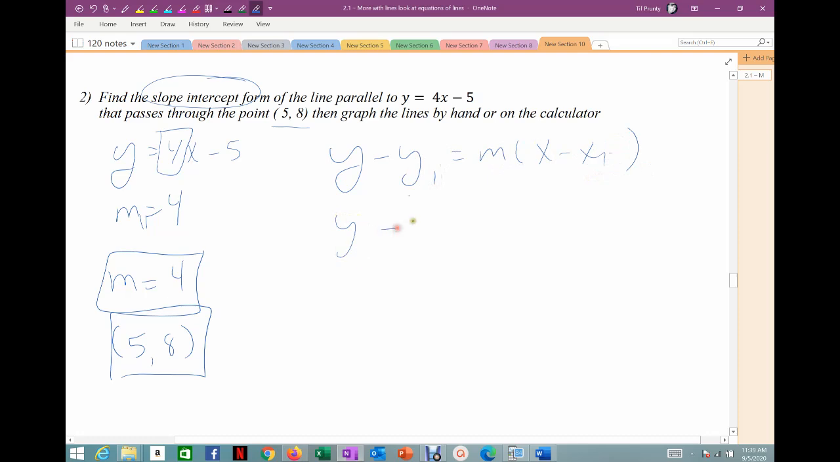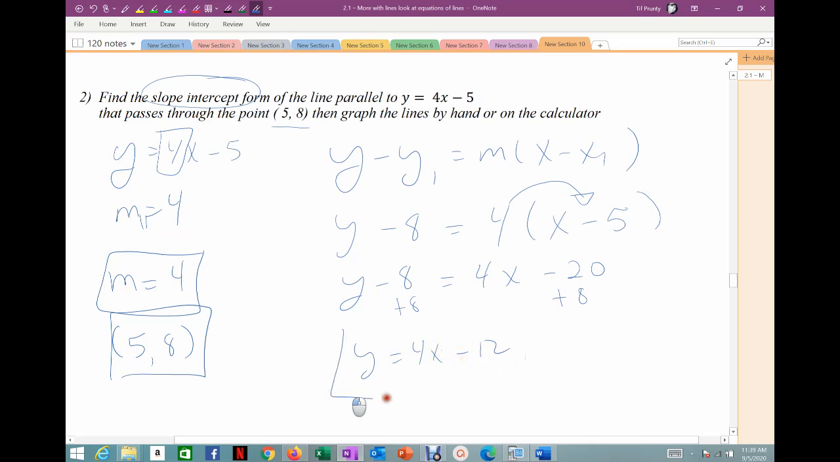Use the same equation I did last time. Plug in my point, where the y value is 8, the slope is 4, and the x value is 5, and then simplify, distribute your slope. So y minus 8 equals 4x minus 20. Add 8 to the other side, and so y equals 4x minus 12. So this one should be parallel to this.